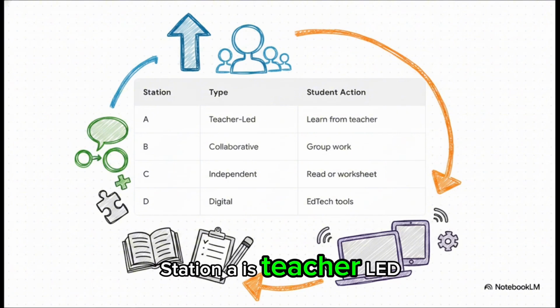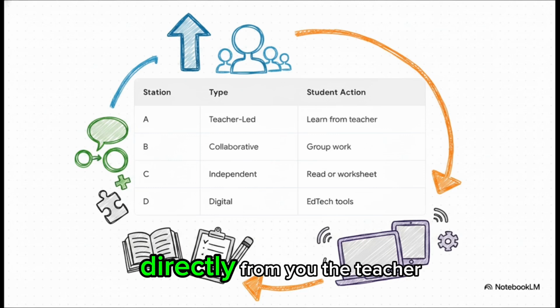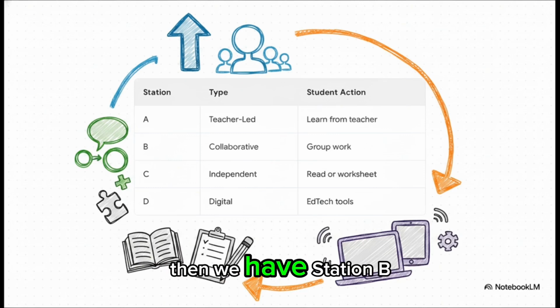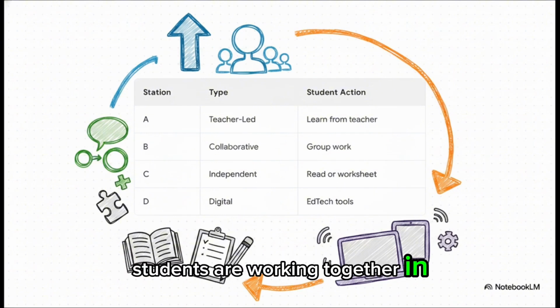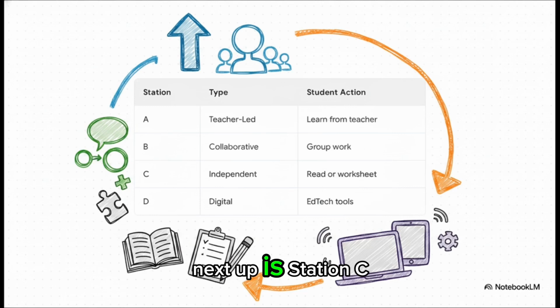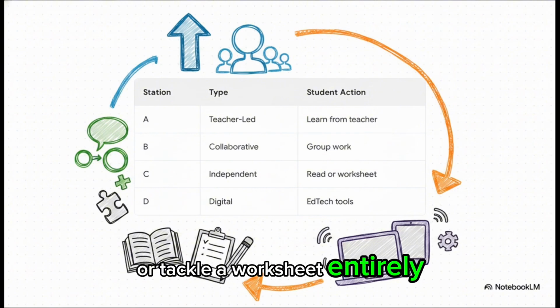Station A is teacher-led. This is where your students learn foundational activities directly from you, the teacher. Then we have Station B, which is collaborative. Here, students are working together in groups on questions or maybe a mini project. Next up is Station C for independent practice. This is where a student might read a text or tackle a worksheet entirely on their own.